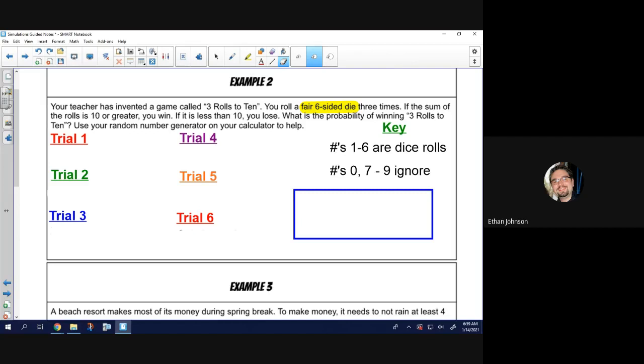So for the first trial, after I ran my numbers, these were the numbers I ended up getting. Our numbers that are successes, basically the 1 through 6, in this case are 3, 2, and 2. So 3 plus 2 plus 2, it's a 7. And that means we take the L. We lose.